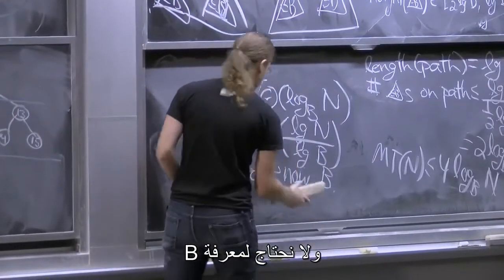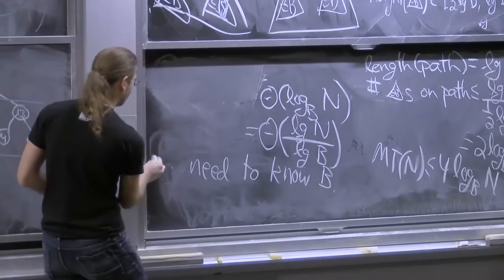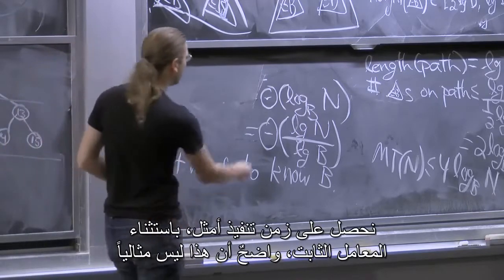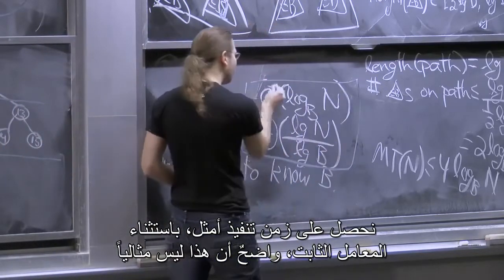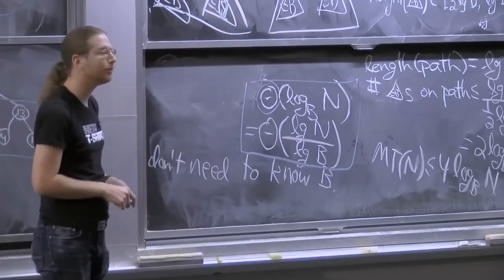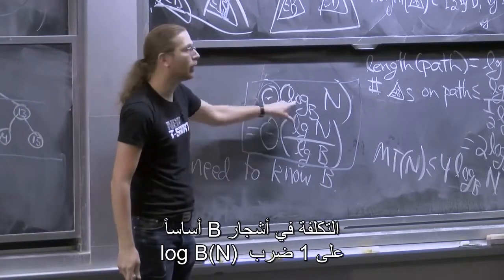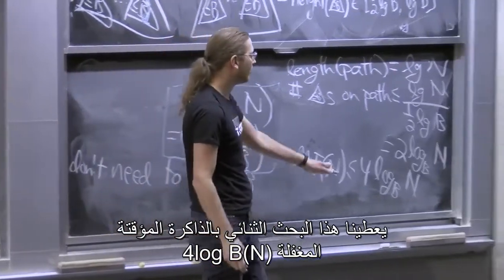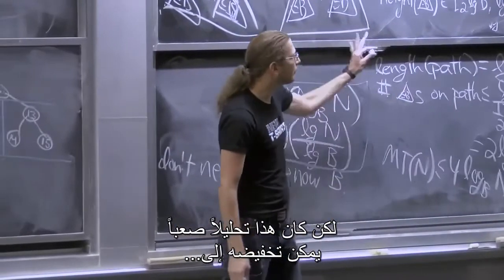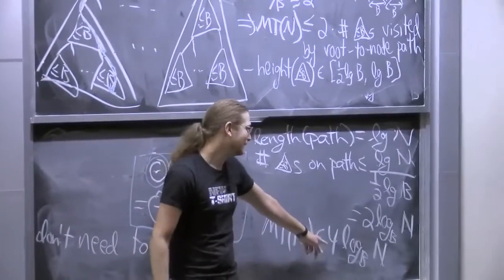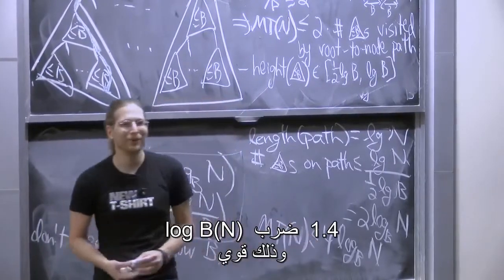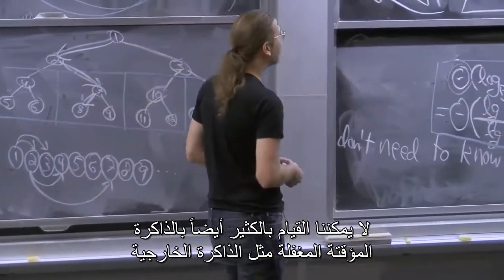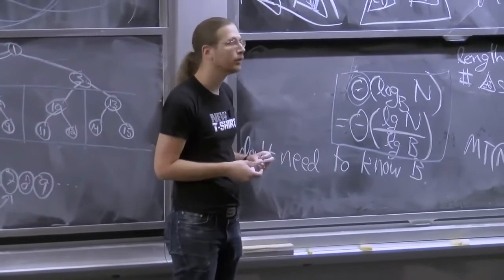Now, we don't need to know b. How's that for a cheat? OK, so we get optimal running time, except for the constant factor. Admittedly, this is not perfect. B trees get basically 1 times log base b of n. This cache-oblivious binary search gives you 4 times log base b of n. But this was a rough analysis. You can actually get that down to like 1.4 times log base b of n, and that's tight. So you can't do quite as well with cache-oblivious as cache-aware, as external memory, but close.